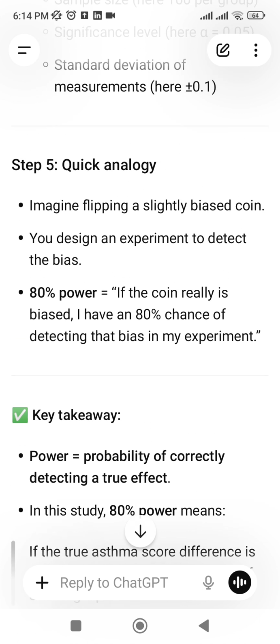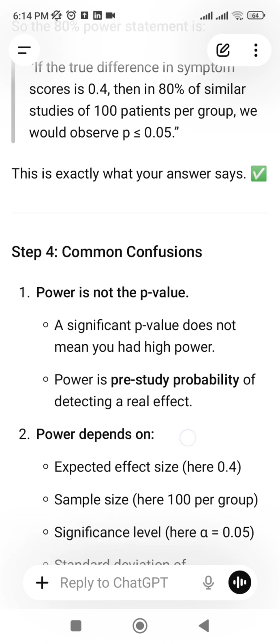So ChatGPT helped me out to solve an NBME question of 21. Hope this helps and clears some concepts.